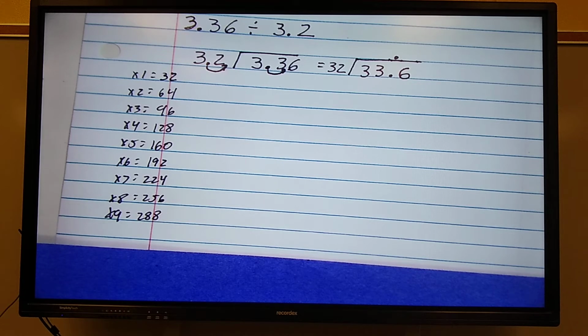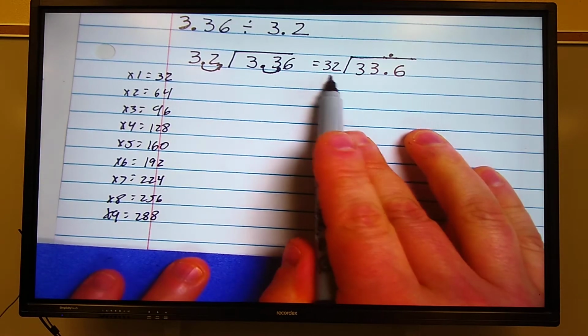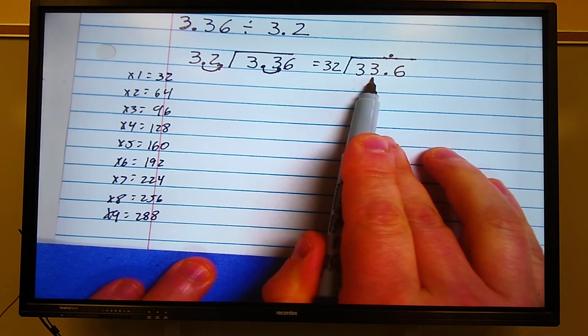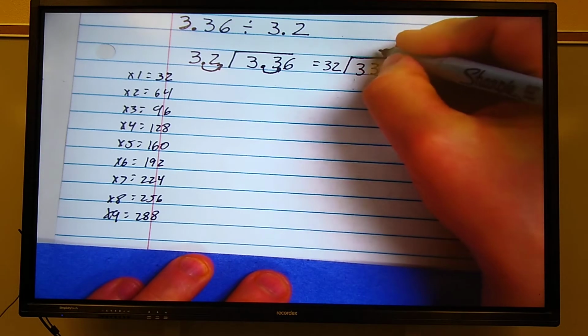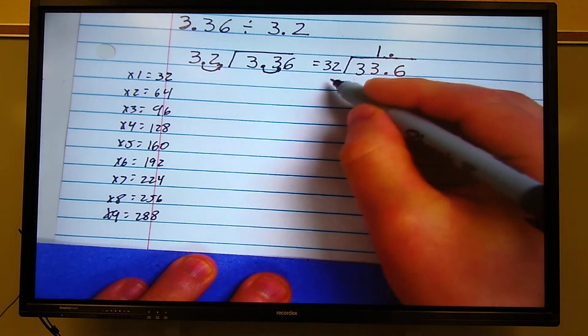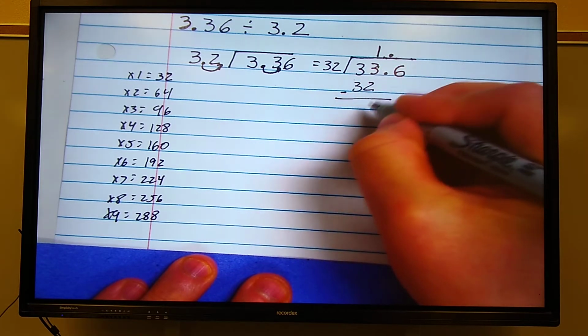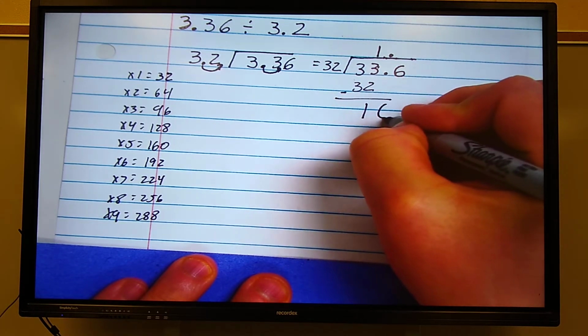All right, let's see how bad you did. Can 32 go into 3? No. Can 32 go into 33? Yes. How many times? 1 time. 1 times 32 is 32. Subtract. 3 minus 2 is 1. Bring down the 6.